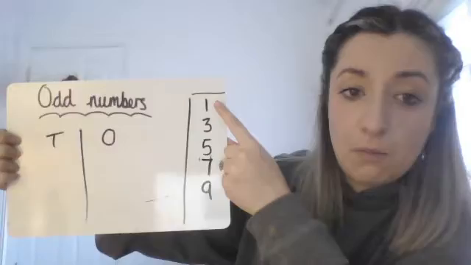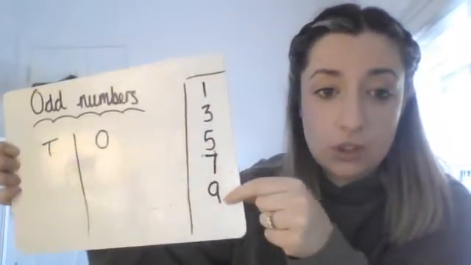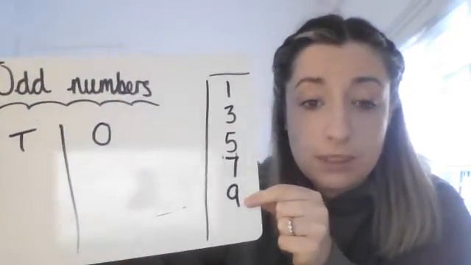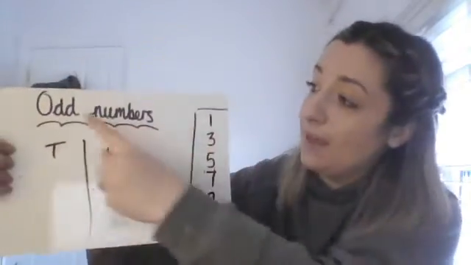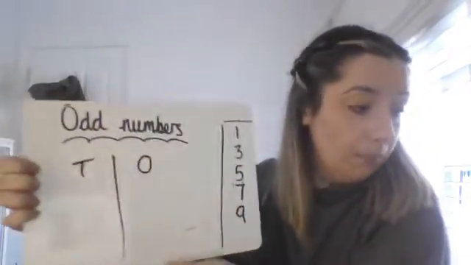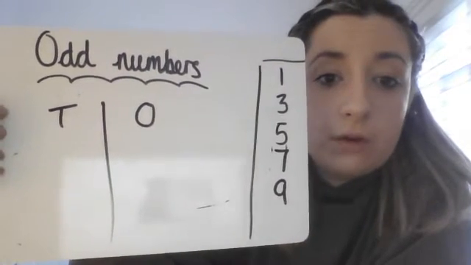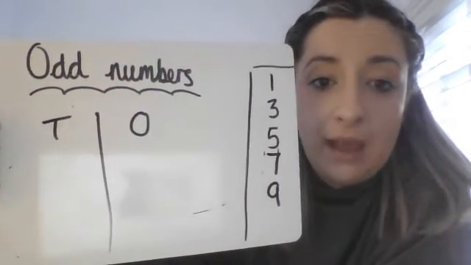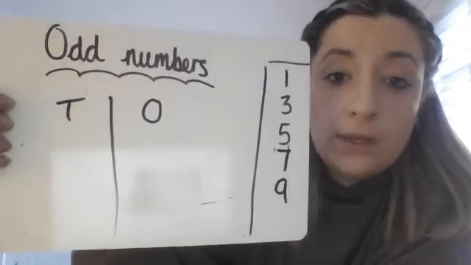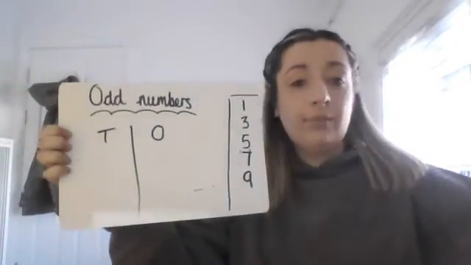So if any number ends in, and it's in their ones column, and it's got any of them numbers in the ones column, then that makes it an odd number. So just like before, we're going to choose one of those numbers in the number bank. I'm going to choose the top number, which is number 1. I'm going to put that in my ones column.